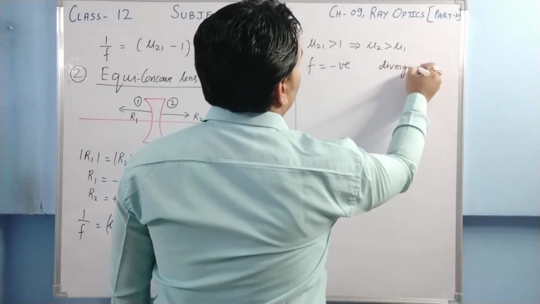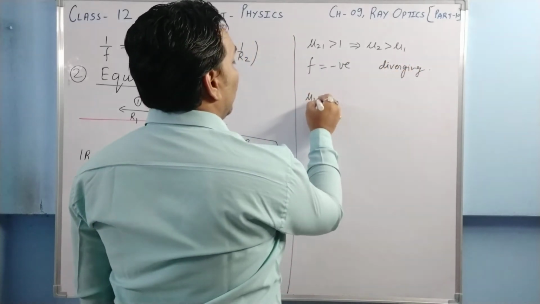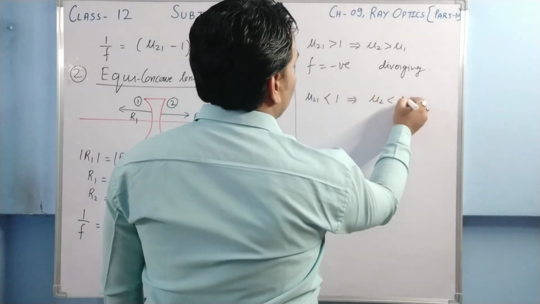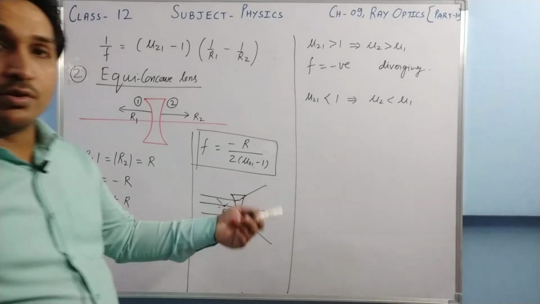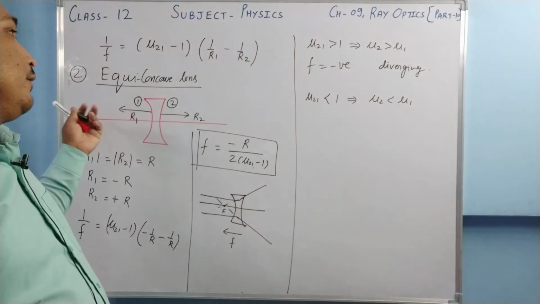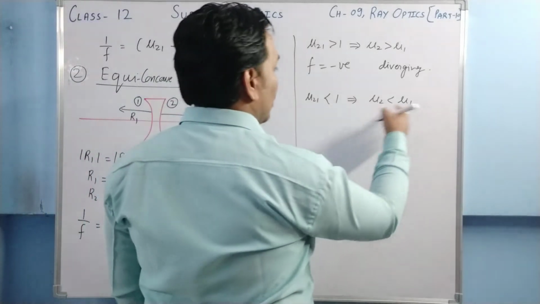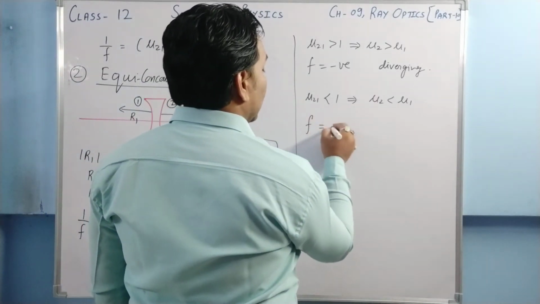Diverging. But again, if mu21 is less than 1, which implies mu2 is less than mu1, I have done the calculation in the previous part, when I was applying it for the equiconvex lens. So I skipped the calculation. Mu2 is less than mu1. In that case, f will be positive.